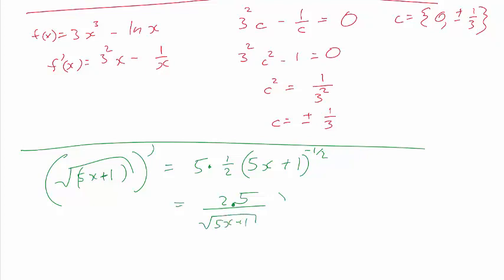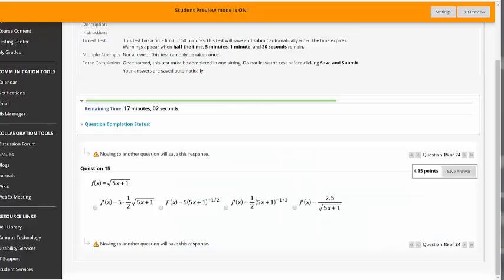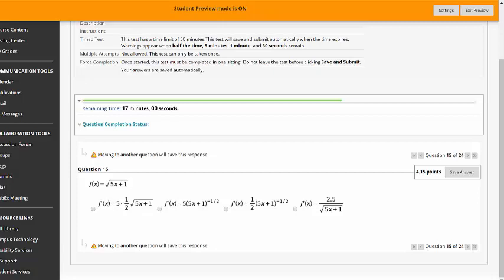So let's go ahead and take a look. All right, so the first one is not right. Second one, we did not handle the 1/2 properly, so that one's not right. All right, there's that one. Here we go. That is the only sensible answer. Let's move forward.